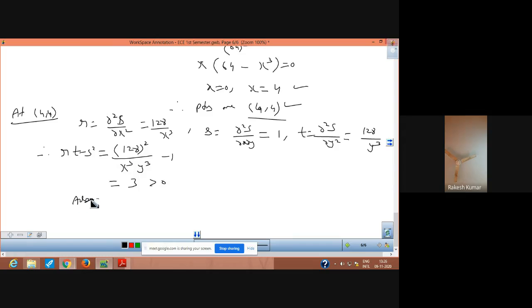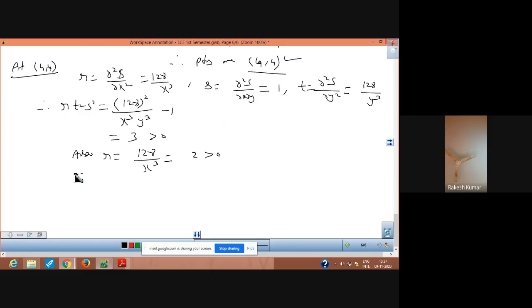Also the value of r we need to calculate, 128 upon x cube, and this value comes out to be 2, which is greater than 0. Now see, when r is also greater than 0, that point is a point of minima. So therefore s, the surface area, is least when x is equal to 4 and y is equal to 4. This was the point that came.